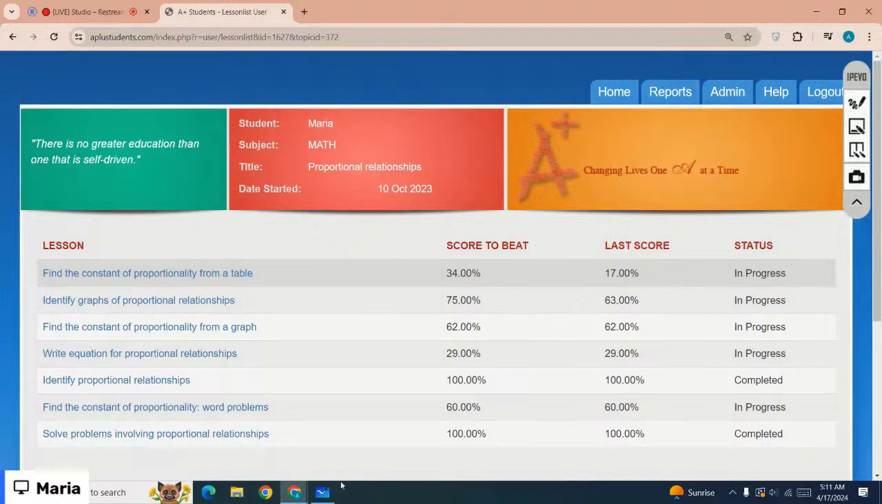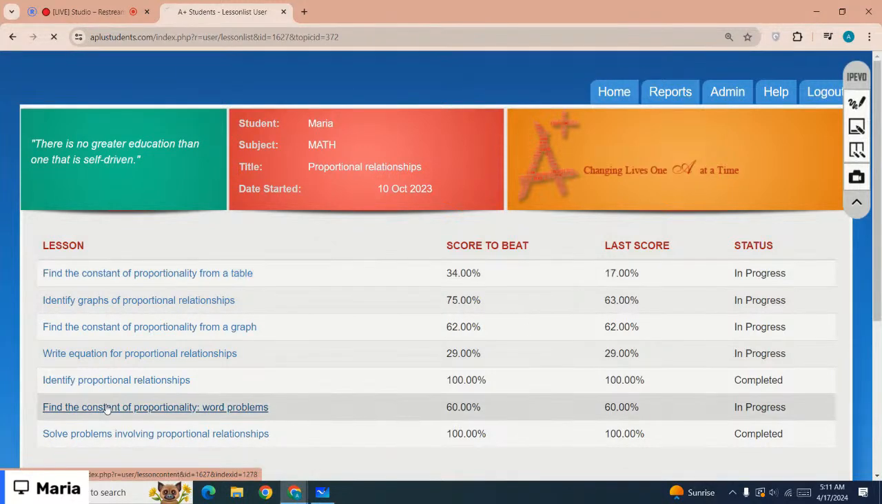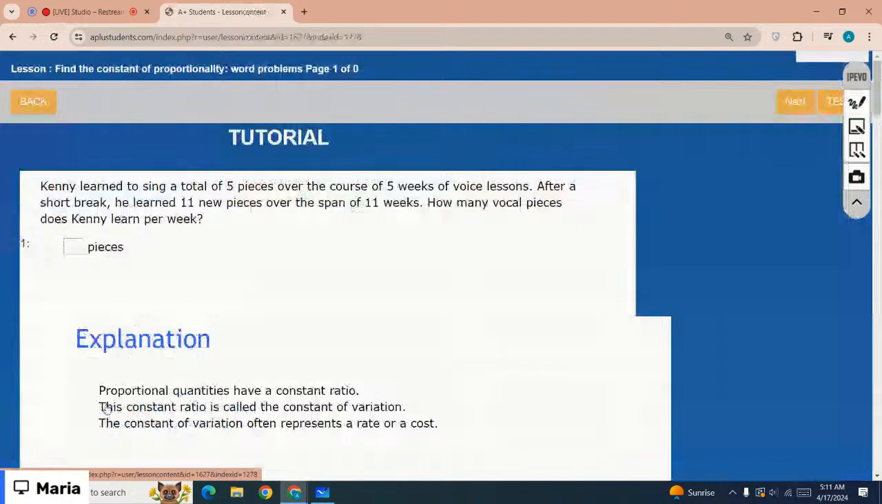The next lesson is find the constant of proportionality word problems. Let's start with the word problems. A girl learned a total of 5 pieces over the course of 5 weeks of voice lessons. After a short break, she learned 11 new pieces over the span of 11 weeks. How many vocal pieces can she learn per week?